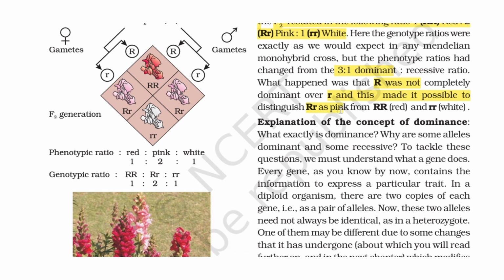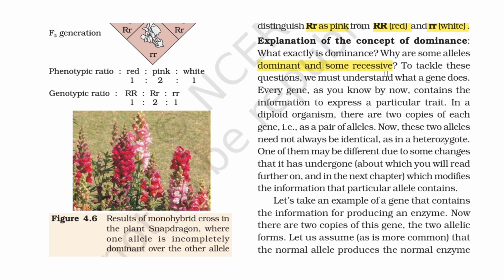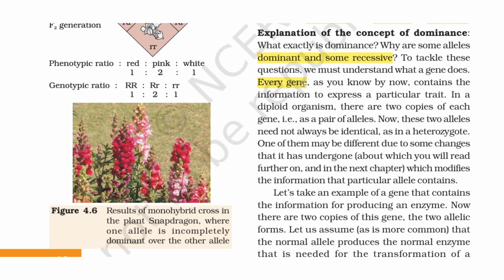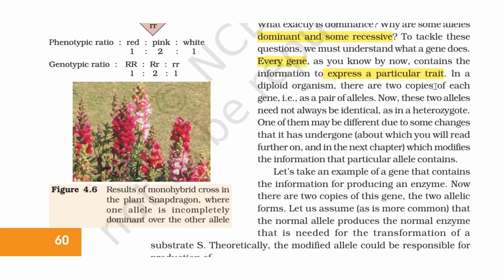Explanation of the concept of dominance. What exactly is dominance? Why are some alleles dominant and some recessive? To tackle these questions, we must understand what a gene does. Every gene, as you know by now, contains the information to express a particular trait. In a diploid organism, there are 2 copies of each gene, i.e., a pair of alleles.